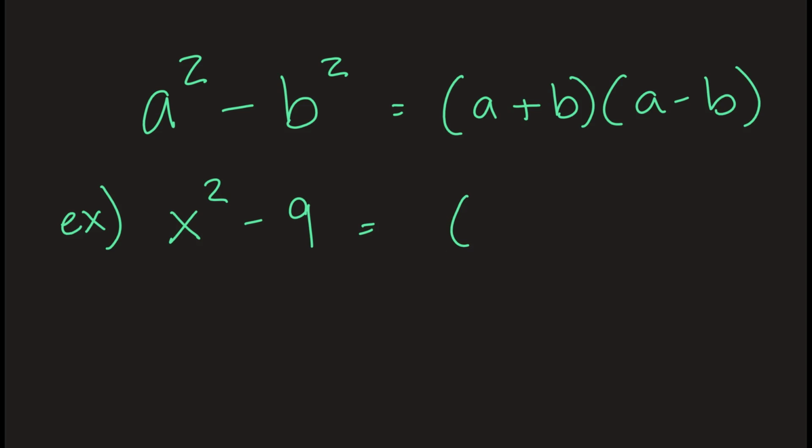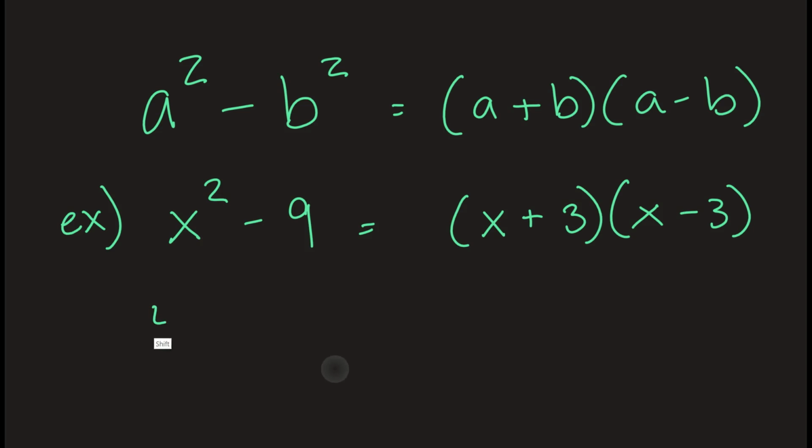So in order to find a and b, the actual a and b values, what do we do to x squared and 9? Yes, you take the square root of both. So what's the square root of x squared? x. And what's the square root of 9? 3. So x squared minus 9 can be factored into x plus 3 and x minus 3.